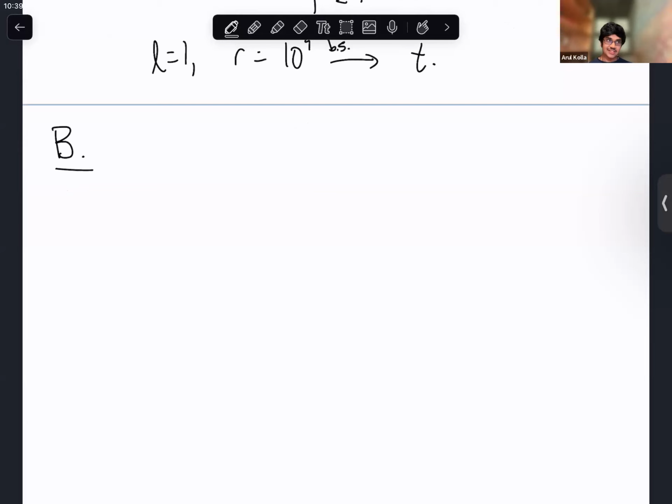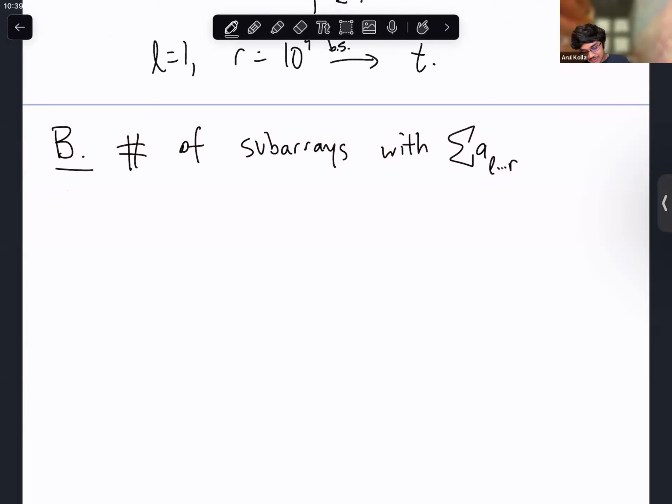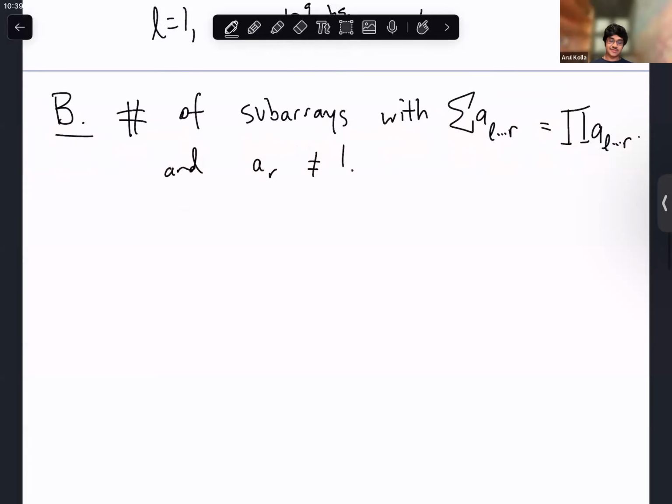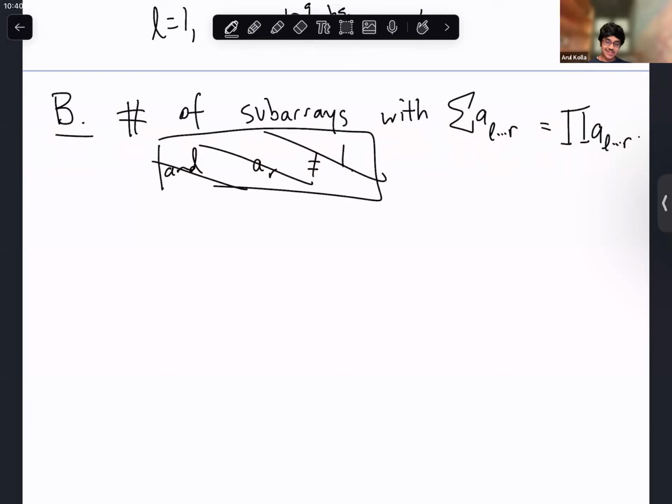The statement of the problem is some flavor text about quizzes, but what you want is to count the number of subarrays with the sum equal to the product, right? And A_R not equal to 1. Okay, so this is the statement of the problem. I will actually ignore this condition for now. We'll bring it in later. Let's just focus on this because this is the hard part of the problem.